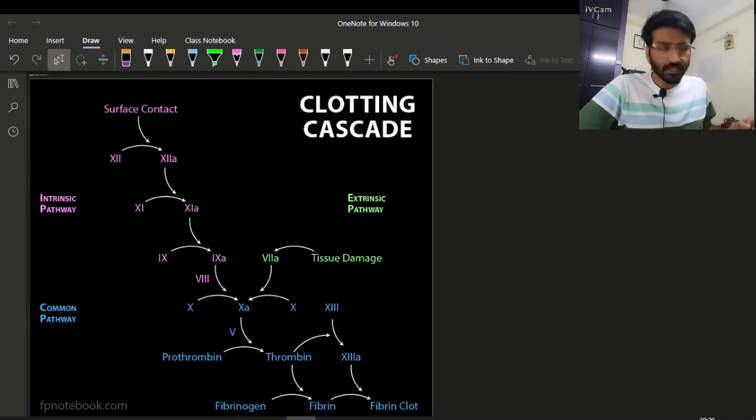There are basically two pathways, with multiple factors involved in the clotting cascade, which activate each other in the form of sequential events. That is why it's called a cascade. A cascade essentially means a sequence of events, one triggered by the previous event, one leading to another. So these clotting factors activate each other in a step ladder fashion, and including some other ions or other factors.